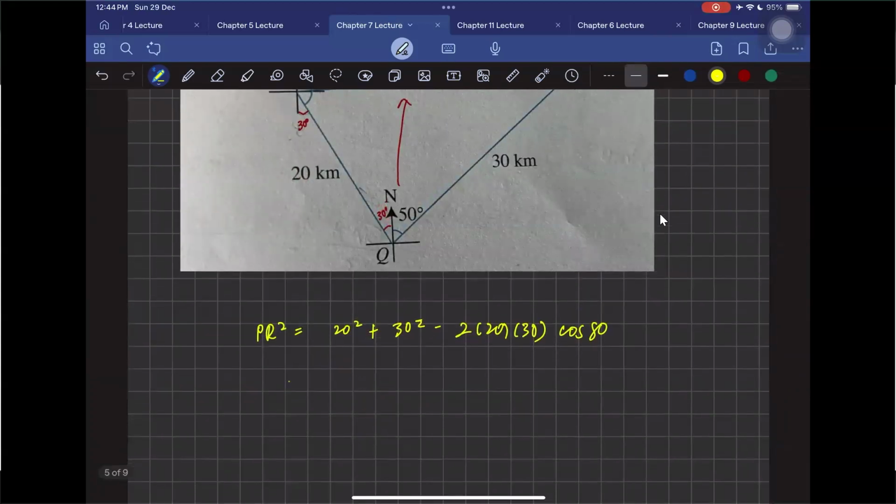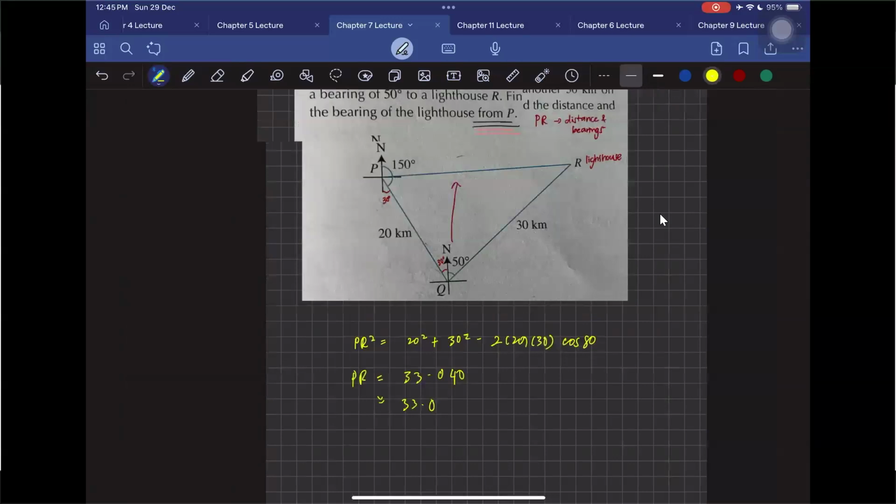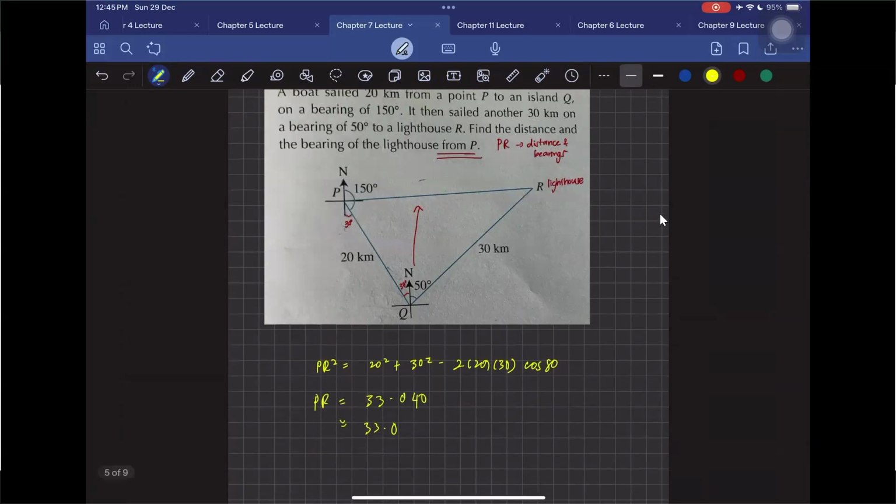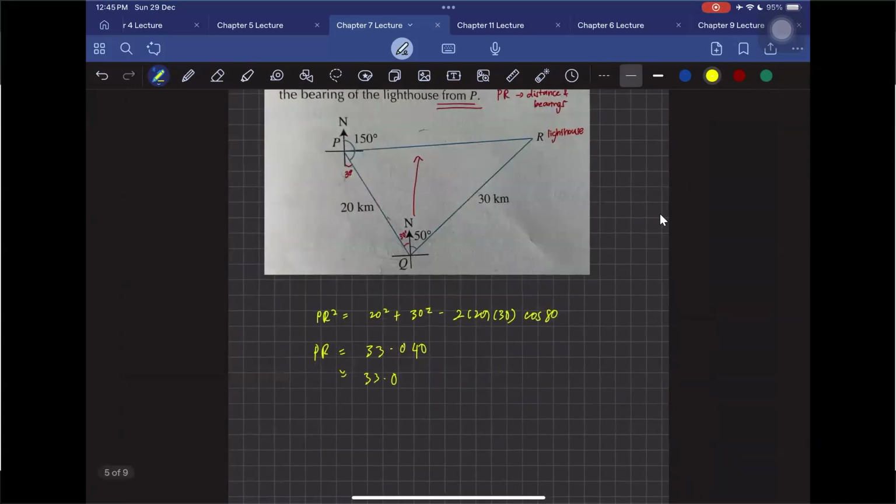Again, just solve this. You should get PR equals 33.040, estimated 33.0. Now you know your value of PR, and then your next step is to find your bearings.